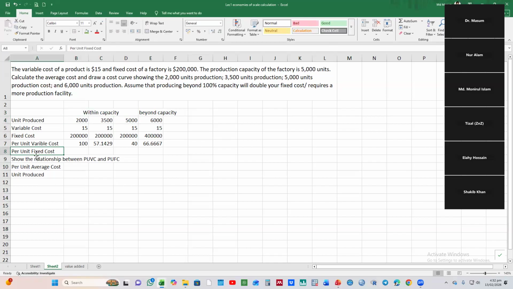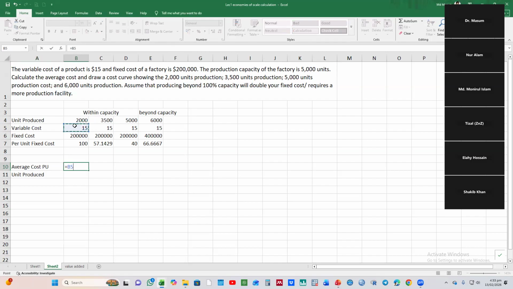So now per unit variable is not needed, this is per unit fixed cost. Now we will calculate the average cost per unit. Here the average cost per unit is variable cost plus per unit fixed cost, which is 115. Variable cost plus fixed cost is your per unit cost now.